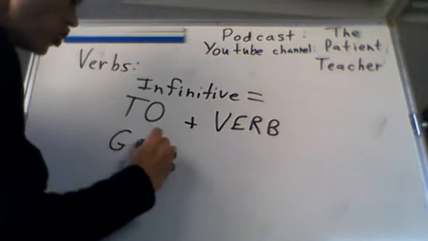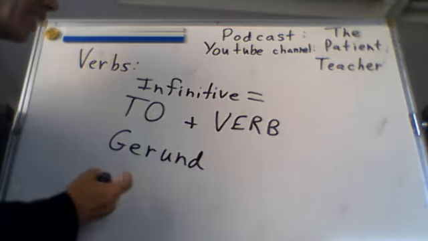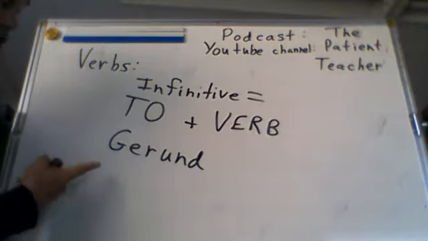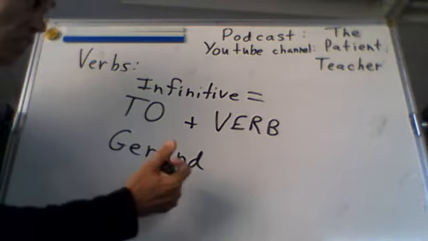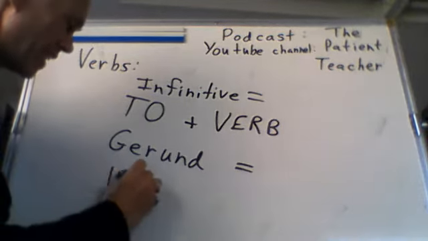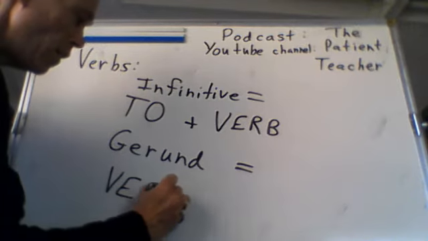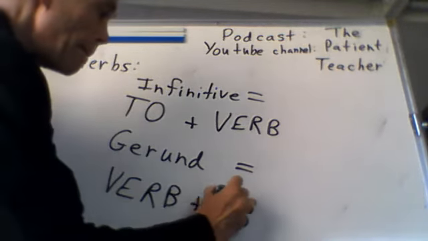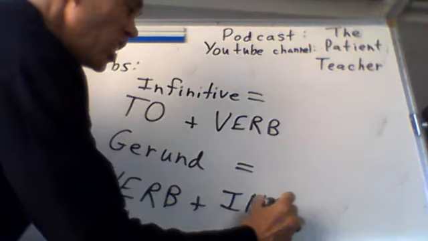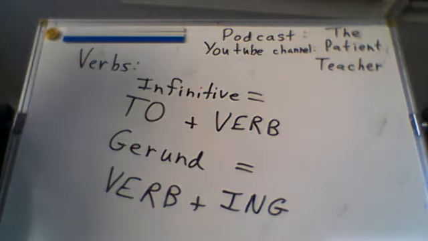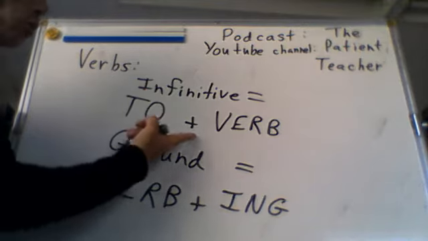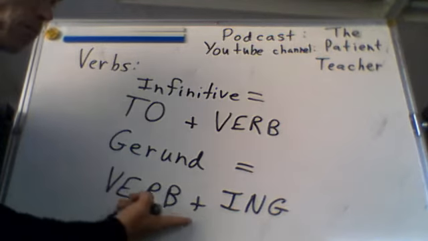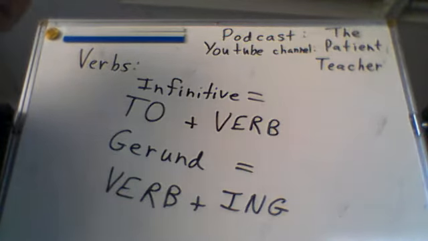The other one is called the gerund. Now you'll remember from pronunciation, a soft G is like a J. So we say gerund. And in this case, it means the verb plus ing. Okay? So you're going to see this often. Just remember, infinitive, to plus verb, gerund, verb plus ing. Okay?